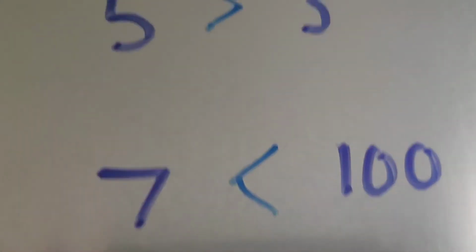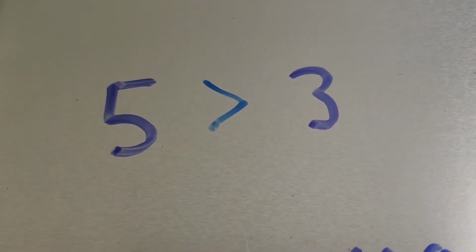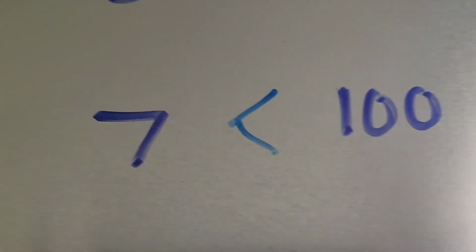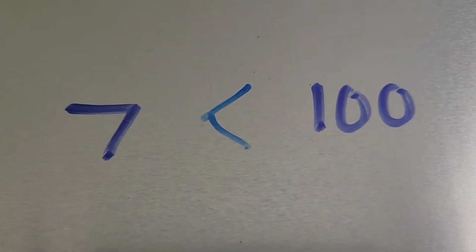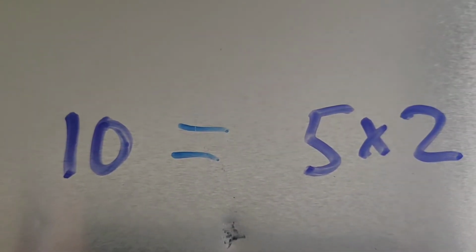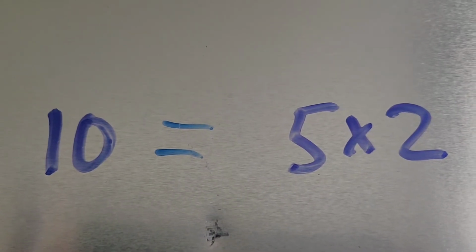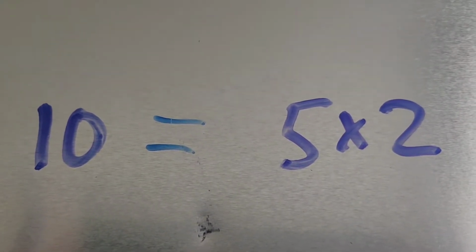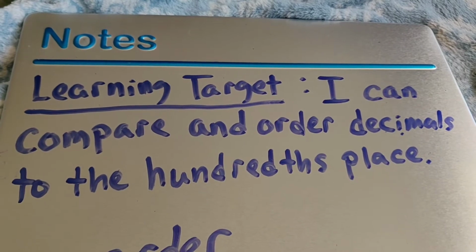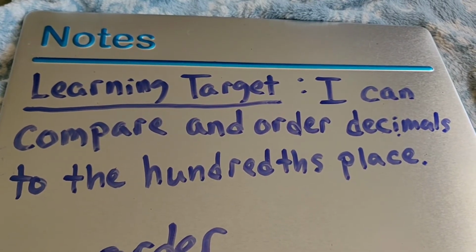We just compared 5 and 3. 5 is greater than 3. We compared 7 and 100. 7 is less than 100. And we compared 10 and 5 times 2, and 10 equals 5 times 2. But the learning target doesn't just say I can compare. It says I can compare and order.